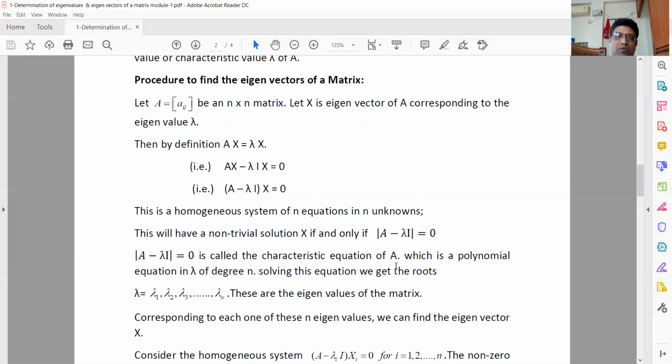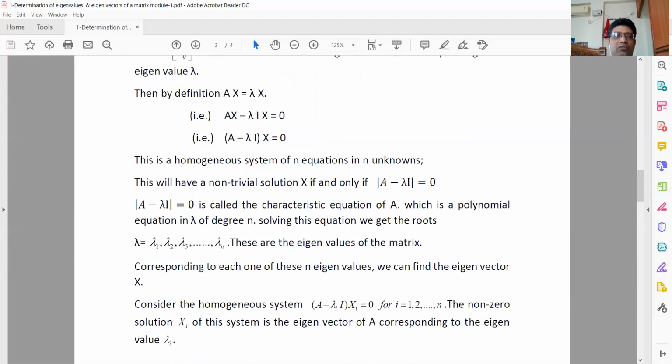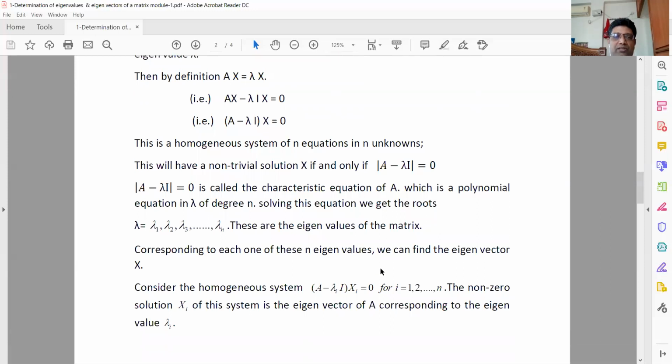So because it is a polynomial equation of degree n, I will get roots. How many roots will I get? n roots by solving that one. So let us assume these roots as lambda 1, lambda 2 and so on, lambda n. So these are the eigenvalues of the matrix.